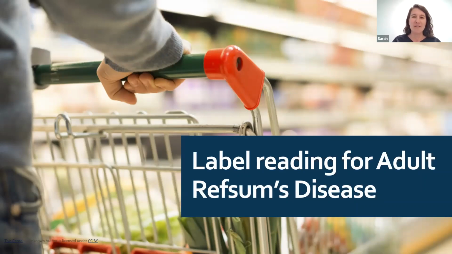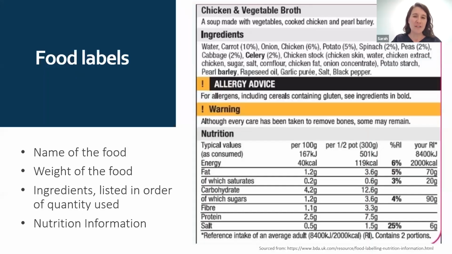Label reading in itself is a very complicated tool to navigate and understand, and can sometimes be very confusing in the messages it's trying to give and the information that it provides. But I hope by the end of today, I have given you some tools and some tips to go away with when navigating label reading in supermarkets and the foods in your home. I'm going to briefly just start with navigating what is on a food label, and then talk more specifically about what to look out for if you have adult Refsum disease.